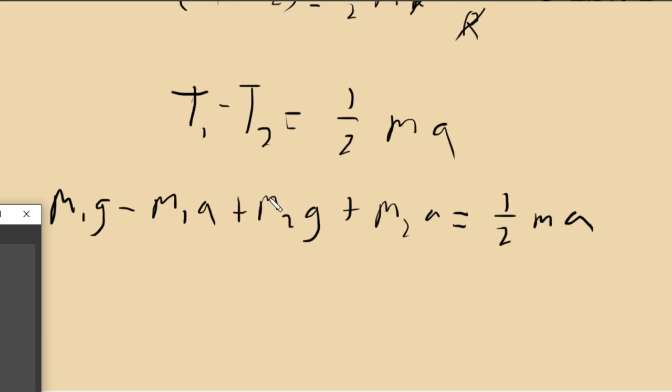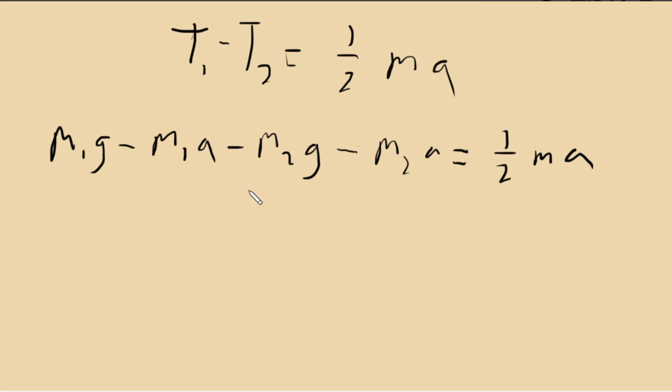Okay, so when I plugged in T2, I just realized I made a mistake. I didn't distribute this negative sign to both of these. So both of these terms should actually be negative. So let me correct that real quick. Okay, so now we can combine our like terms.